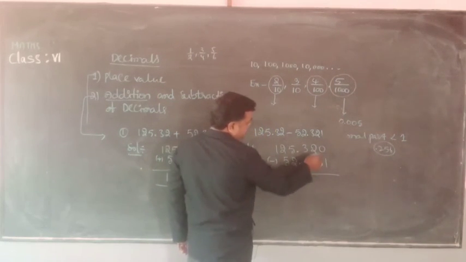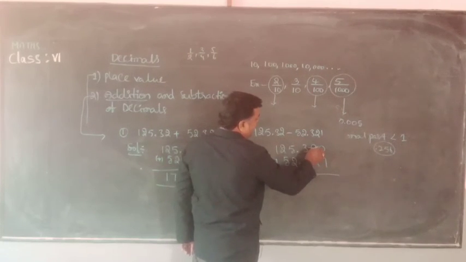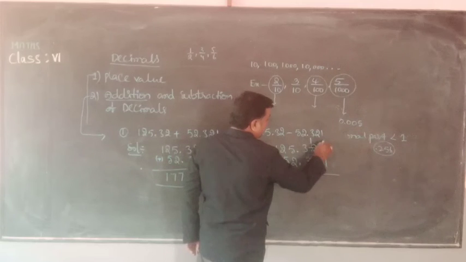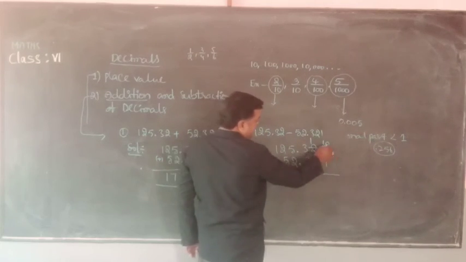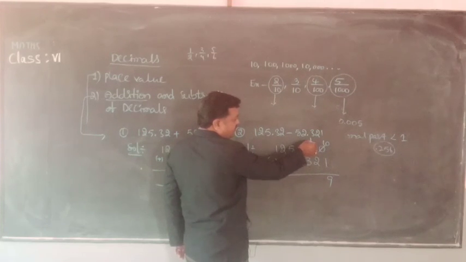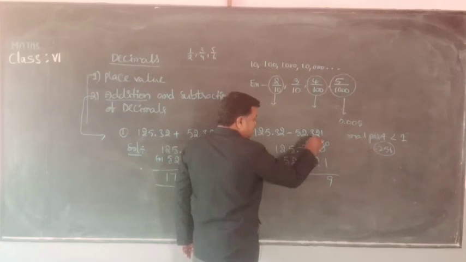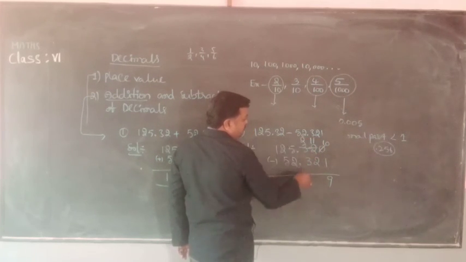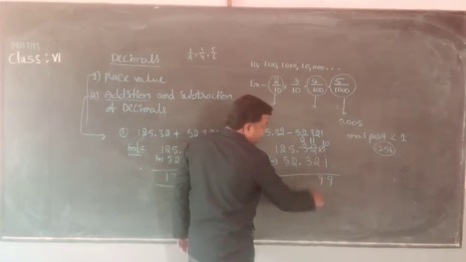1 is not subtracting from 0. We have to take one borrow from the hundredths place. This will become 10. 10 minus 1 is 9. 2 is not subtracting from 1. We have to take one borrow from the tenths place. This will become 11. 11 minus 2 is 9.